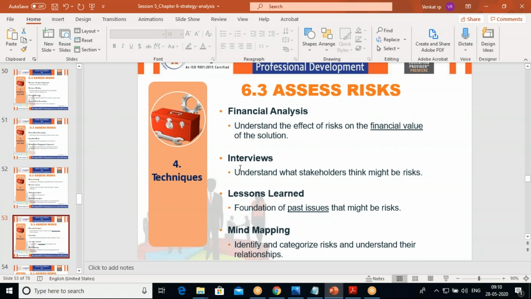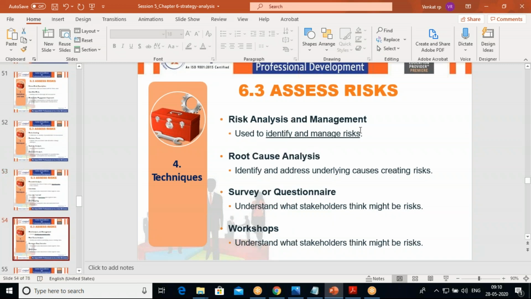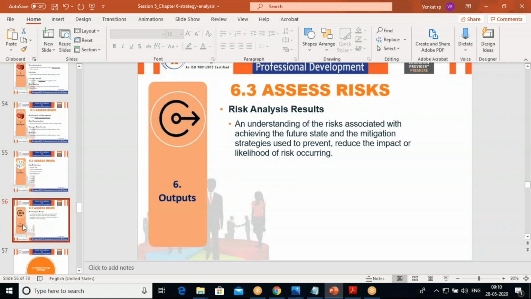One is financial analysis, interviews, lessons learned, mind mapping, risk analysis and management, root cause analysis, survey or questionnaire, workshops. And almost all the stakeholders are involved here. The output would be risk analysis results, which means what we have discussed so far will come out as an output. It is an understanding of the risk associated with achieving the future state description and the mitigation strategies used to prevent or reduce the impact or likelihood of a risk occurring.